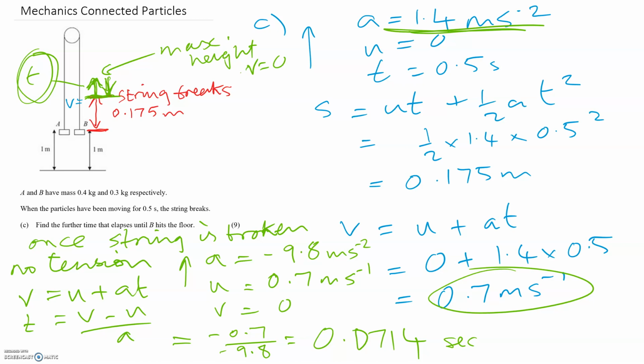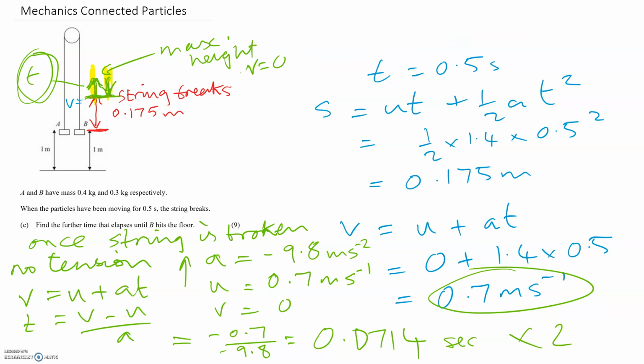Okay, but then it's also going to go down. So then we could just times this by 2. If we times that by 2, that will tell us the total time it takes to go up here and down here. So multiplying that by 2 will give us the total time.